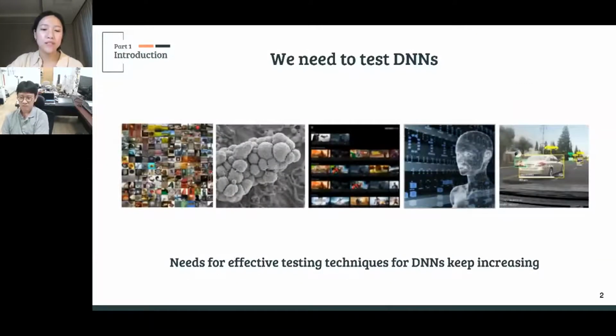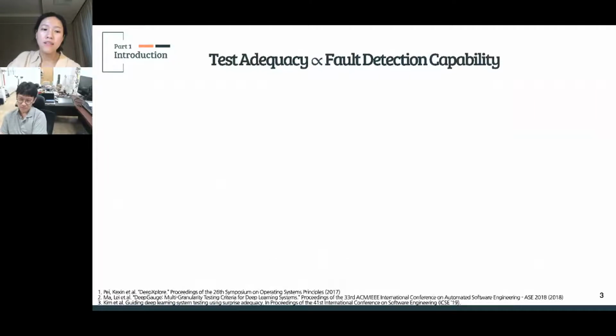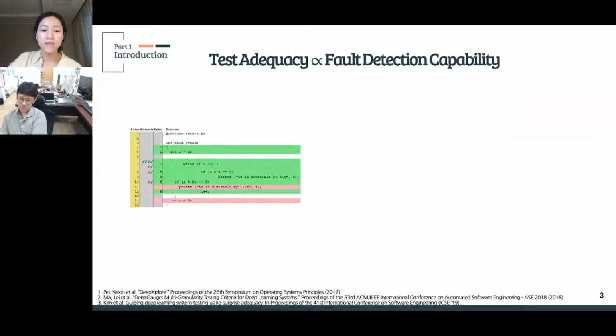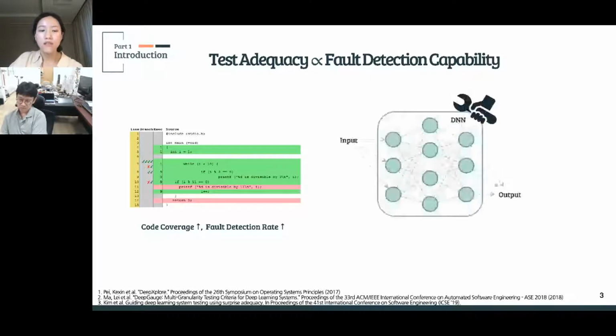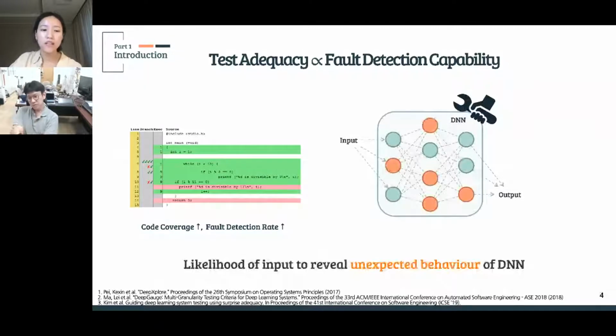As we all know, deep neural networks are rapidly being adopted in various domains of our daily lives. And the application of DNNs to especially safety-critical areas adds urgency to the need for effective testing techniques. Among many studies on deep learning testing, there are attempts to take inspiration from code coverage. Just as code coverage detects faults in traditional programming, we define model behavior as the activation rate of an input and try to find inputs which reveal unexpected behavior of the model.